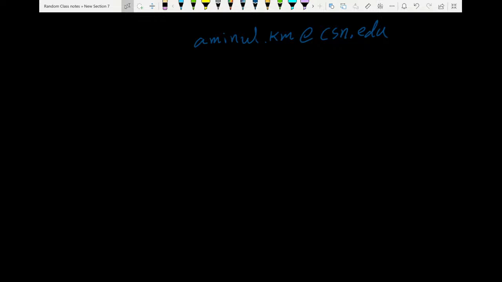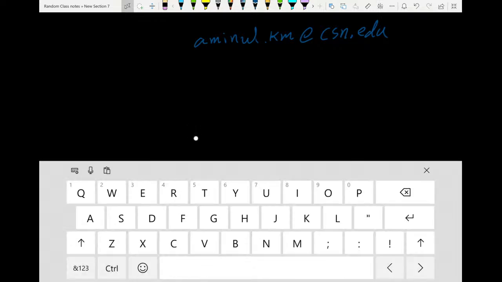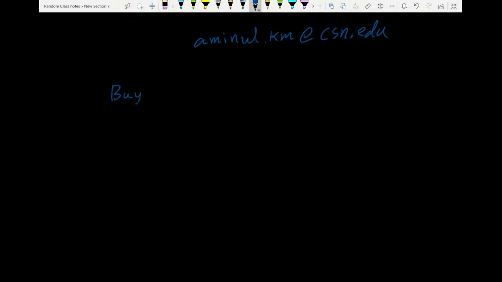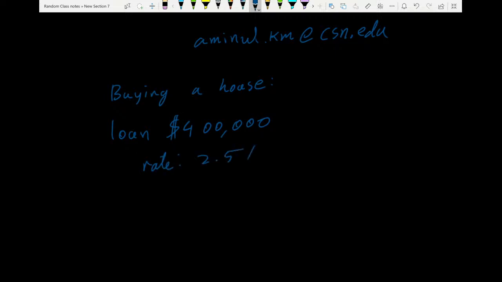Okay, let's do the first pop quiz. So you're buying a house. You could use any tool to do it. Buying a house, and loan amount is 400,000. Interest rate is 2.5%, and 30 years fixed loan. So, what's the monthly payment for this one? Y'all ready? Go ahead.